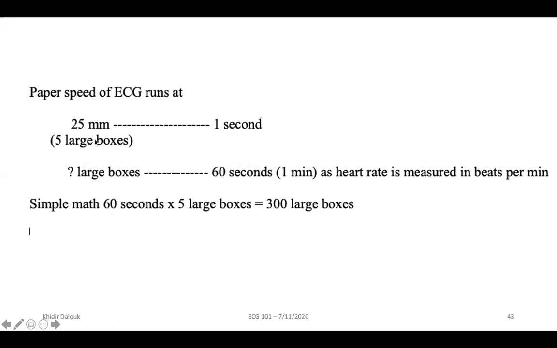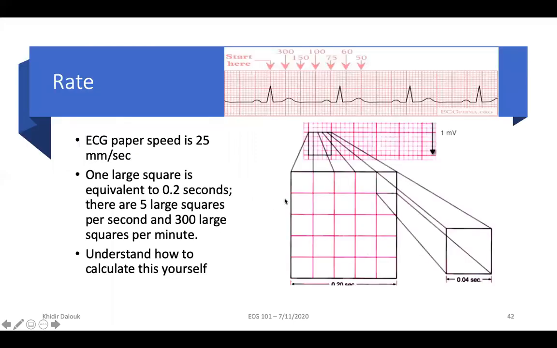If the ECG is running at 25 millimeter per second, and there are 5 large boxes in 25 millimeter, because 1 large box is 5 millimeter. So if you do the math, you want to know what is the heart rate in beats per minute. And 1 minute is 60 seconds. So if you multiply 60 by 5, this is how you get your 300 large boxes. And this is why we say 300 divided by the number of large boxes between the QRSs will give you your heart rate per minute.